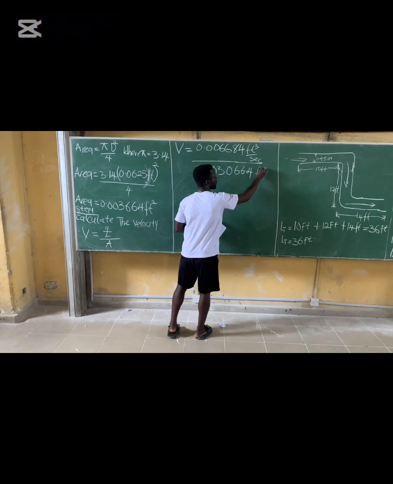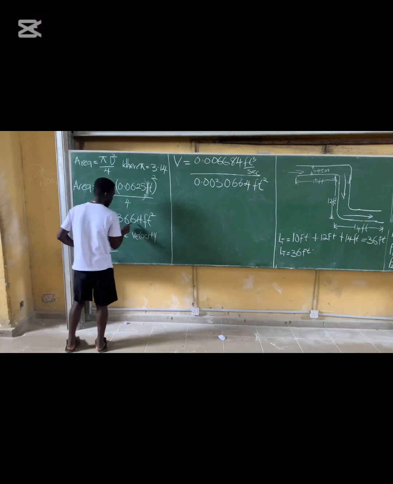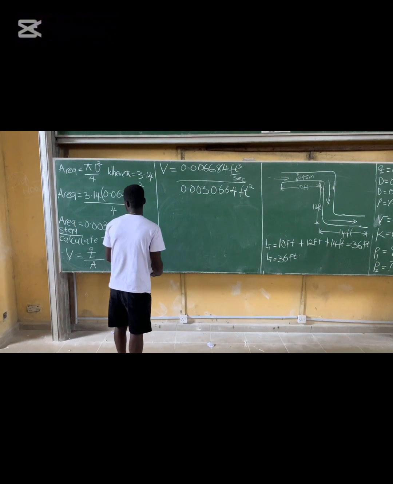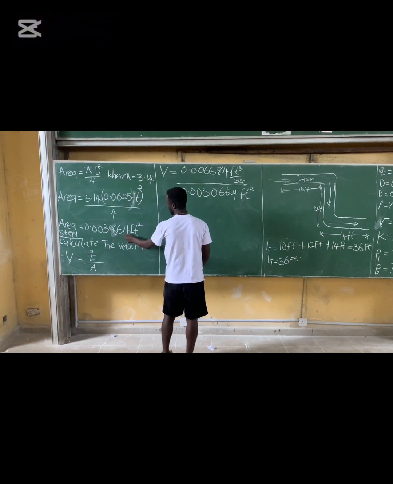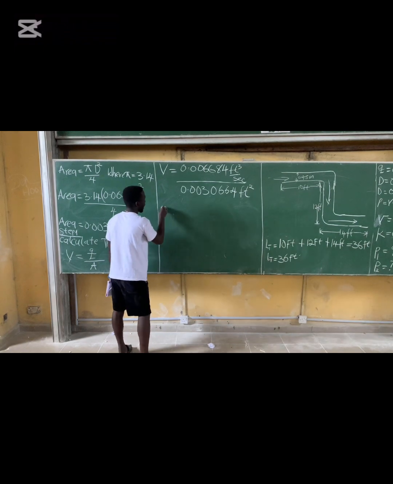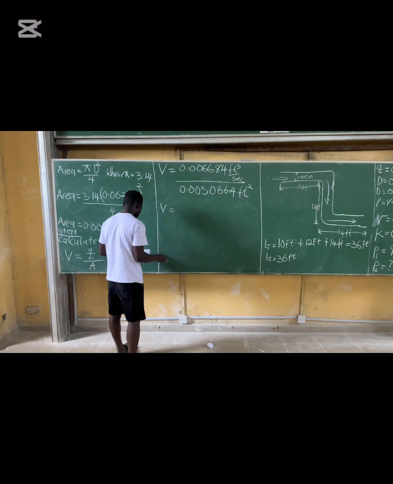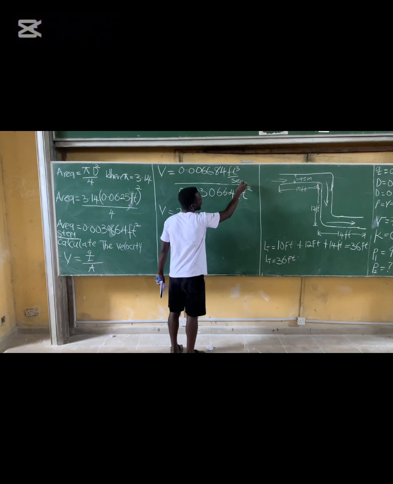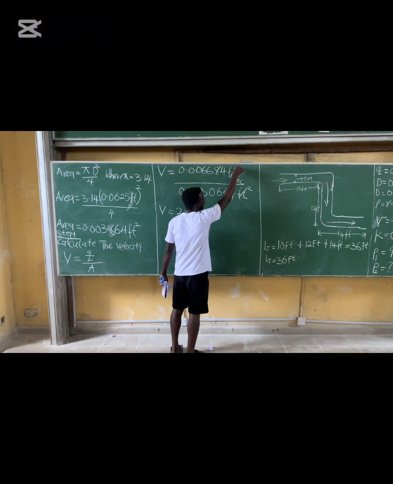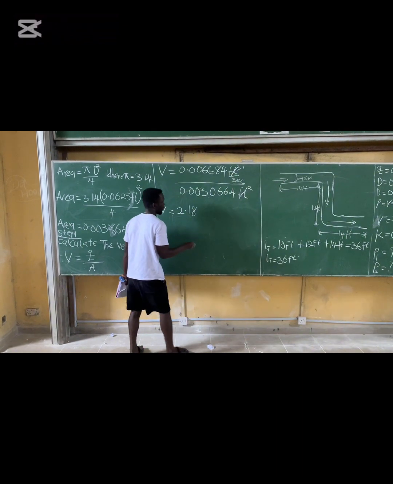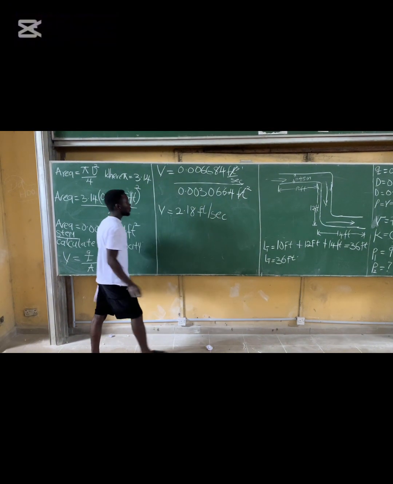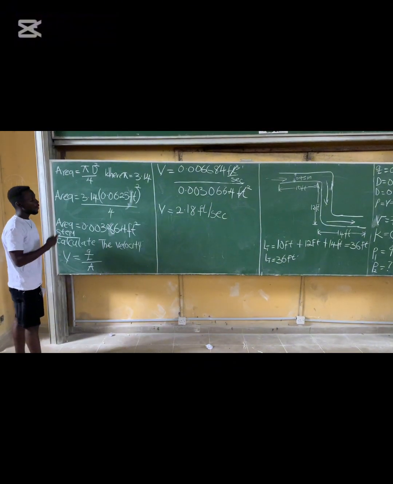0.03664. What is the unit? Feet square. Sorry. Here is area is 1.0030664. So if you punch this, our velocity V will be equal to 2.18 feet here. Feet here will cancel 2 feet from here. We are left with 1 per second, so our velocity will be equal to feet per second. So this is how you calculate for your velocity.